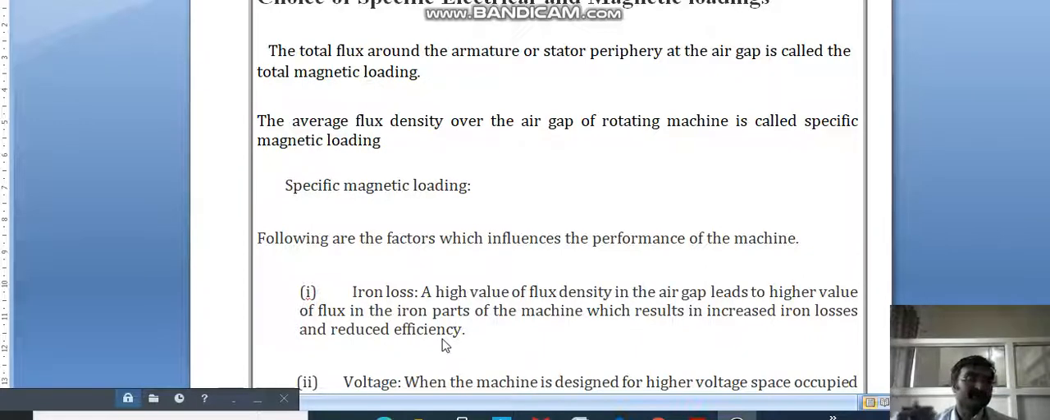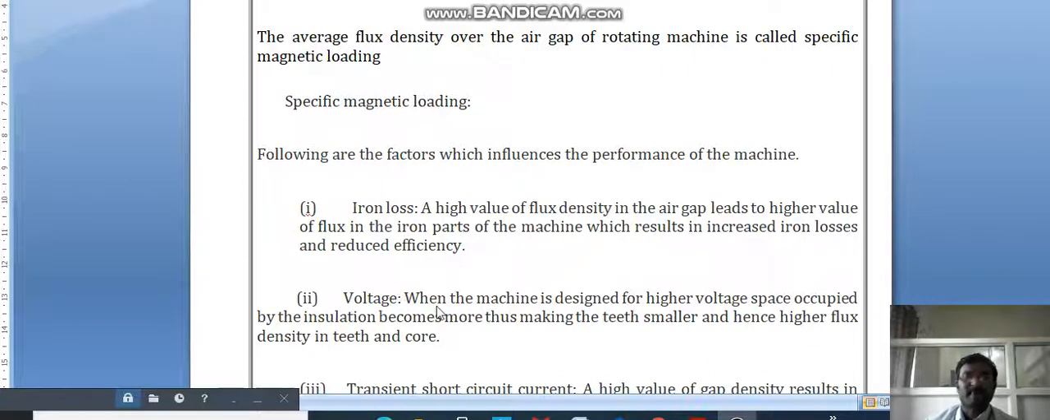We should not go for a very low value of specific magnetic loading either, because then the size of the machine will increase. The second point is based on voltage: when the machine is designed for higher voltage, the space occupied by the insulation becomes more, thus making the teeth smaller and hence a higher flux density in teeth and core.